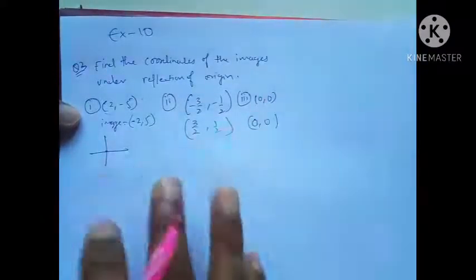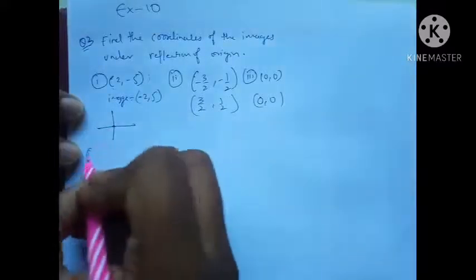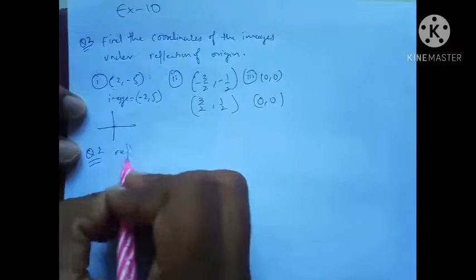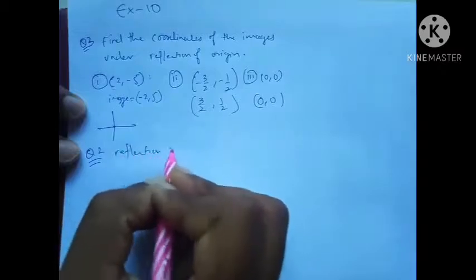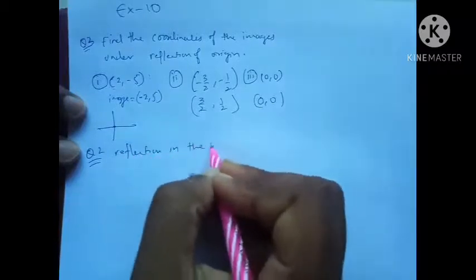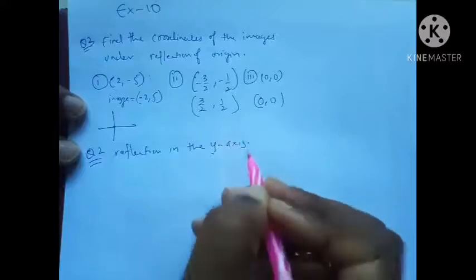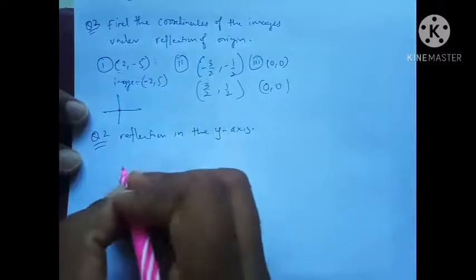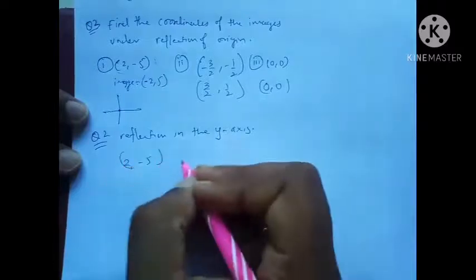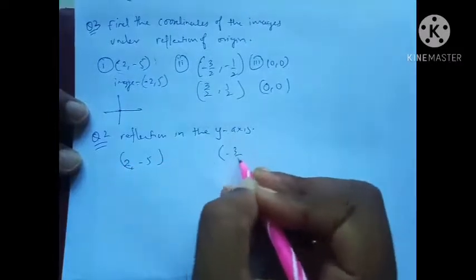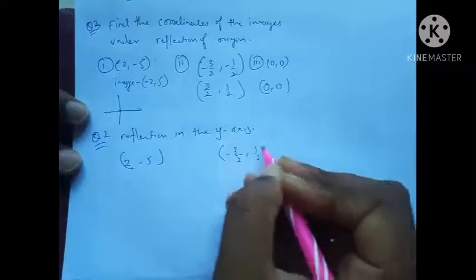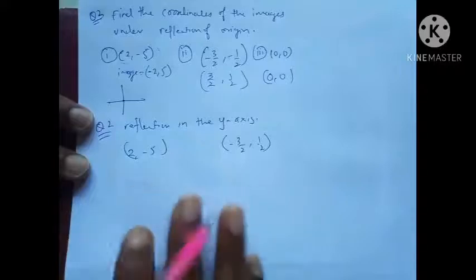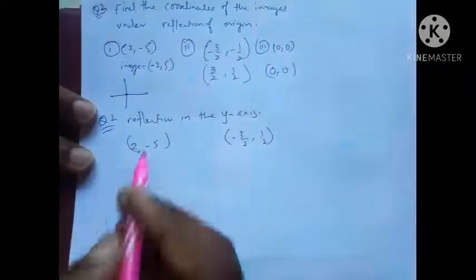Okay, and even for question number 2, question number 2 says reflection should be in the y-axis. Reflection should be in the y-axis, and if the reflection is in the y-axis I have to find for (2, -5), the first one (-3, 2). So when the reflection, and the third one, if I am able to do this, you'll be able to do the other questions also.